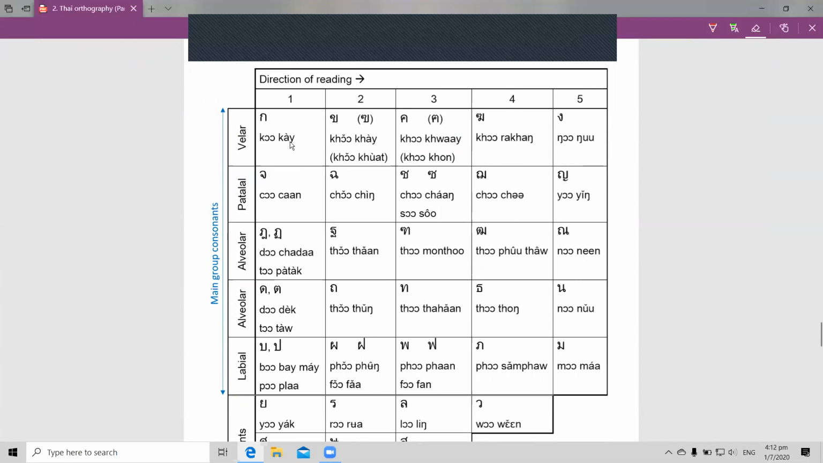Some squares have more than 1 consonant. So if I write something like this, the first character is the one on the top. The second character is the one at the bottom. For example, this is called do dek. This is called to tao. This is called bo bai mai. This is called po pla. If I write a bracket, it means that this is obsolete, which means it's no longer used in modern Thai. It's not used in modern Thai writing.